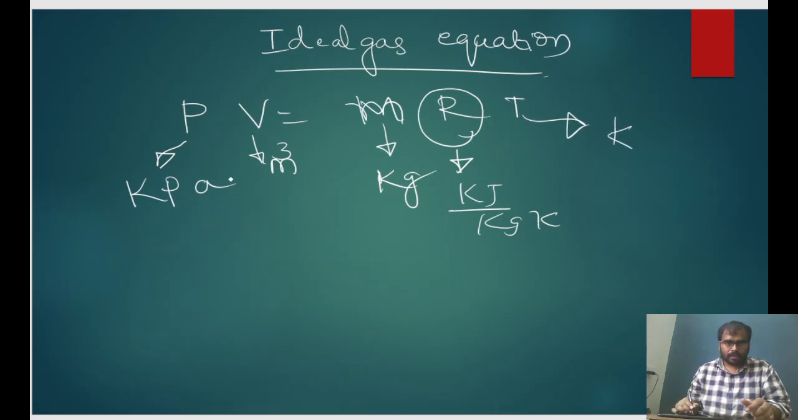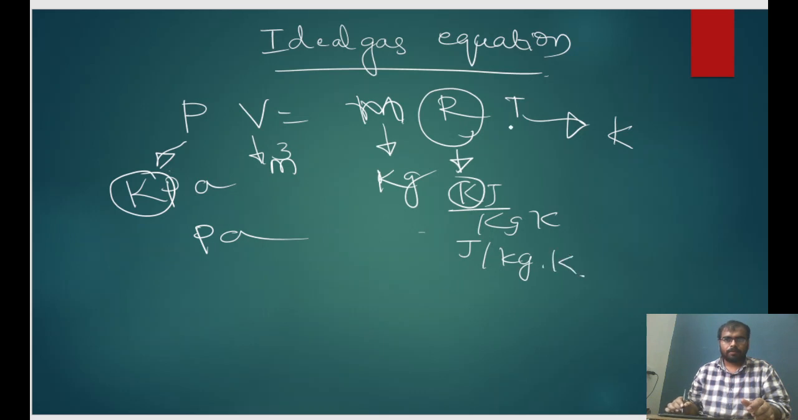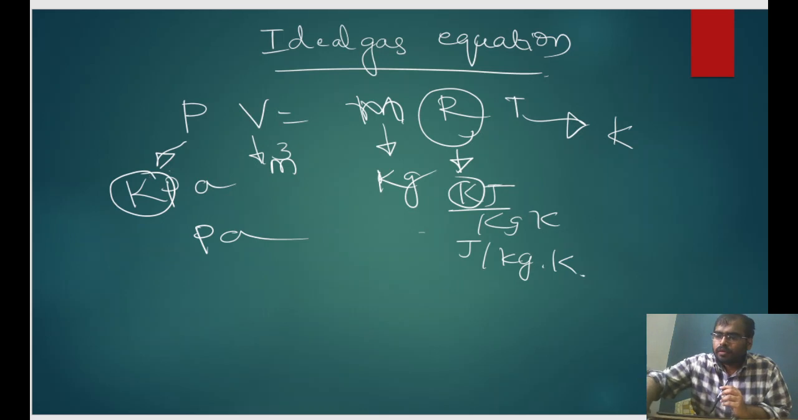Listen carefully here. If you take the pressure in kilopascal, you have to take R in kilojoule per kg Kelvin. If you take the pressure in pascal, you have to take R in joule per kg Kelvin. If in a problem they give R in joule per kg Kelvin but the question asks for kilopascal, then you have to divide by 1000 to convert it to kilojoule per kg Kelvin.